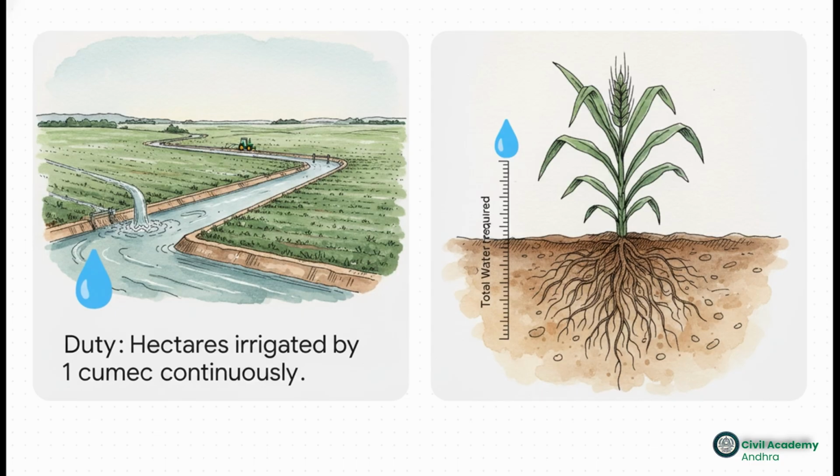Duty is essentially the irrigating capacity of your water. It's how many hectares of land can be continuously irrigated by 1 cubic meter per second, or 1 cumec, of water, over the entire base period of a crop. Delta, on the other hand, is the total depth of water required for that crop to safely reach maturity. And hey, these aren't just abstract numbers on a page. They are directly tied to actual agricultural survival.